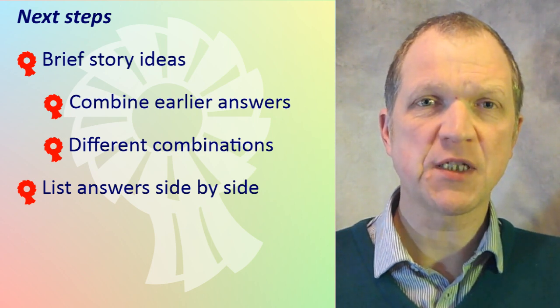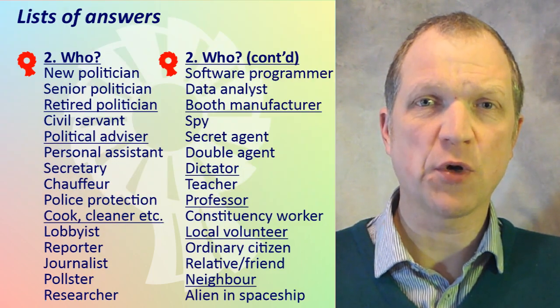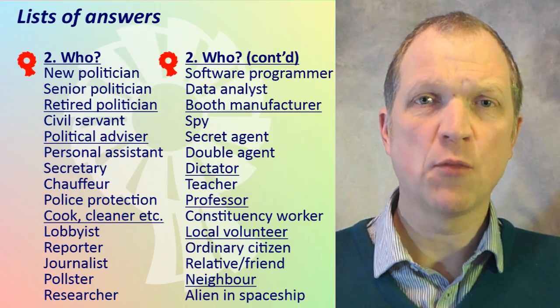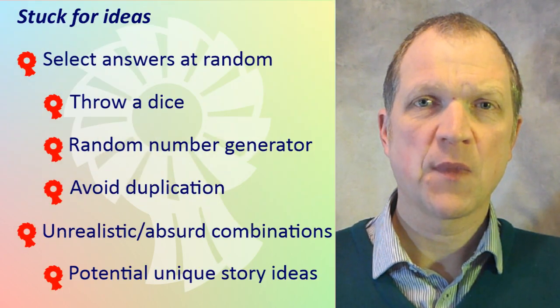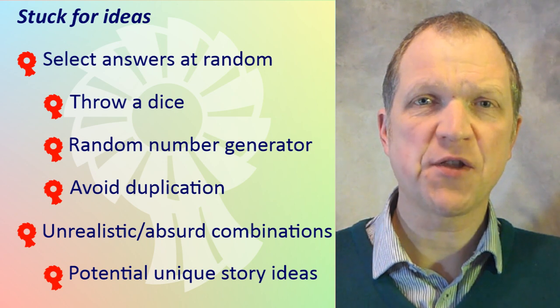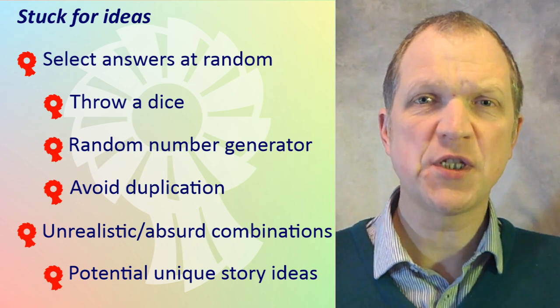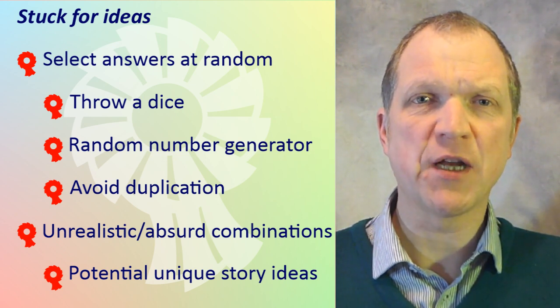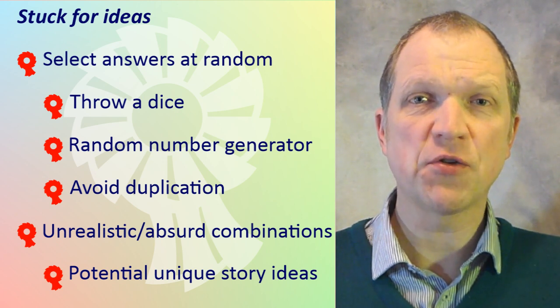To help me with this, I start by writing the answers in lists and then I place the lists side by side. You might wish to pause the video at this point in order to see these lists more clearly. A further step can be to throw some dice to select answers from each list at random. If you don't have any dice to hand, you can always use an app or website to generate random numbers instead. To avoid duplicating answers, just throw your dice again.